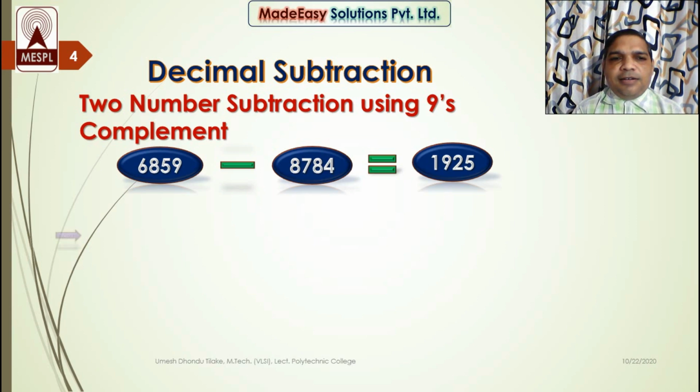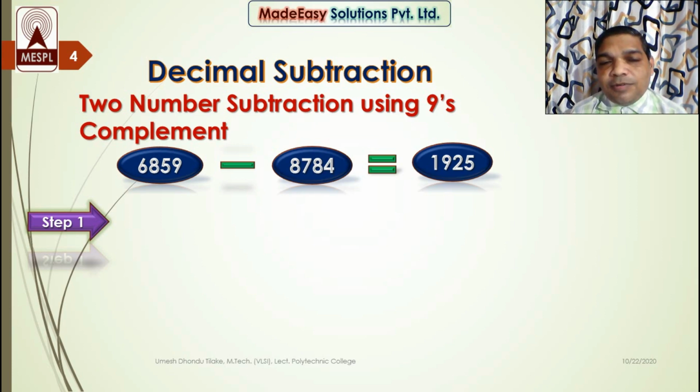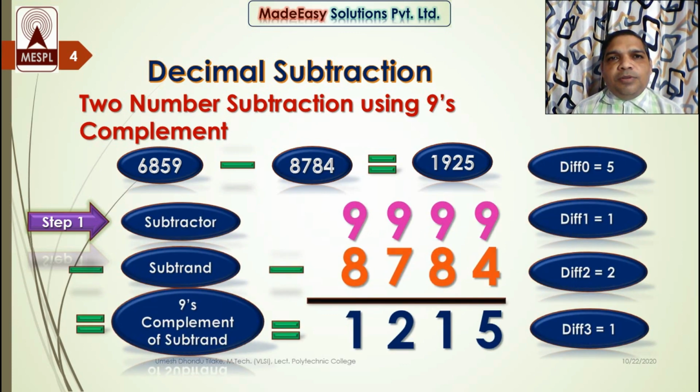So let's start. My step number 1 is to obtain the 9's complement of the subtrahend. Here my subtrahend is 8784. So I have to find the 9's complement of 8784. We have just seen this in the introductory slide. We had found the 9's complement of the same number which I have considered over here as the subtrahend. So the 9's complement we got here is 1215. So let's move forward to our next step.